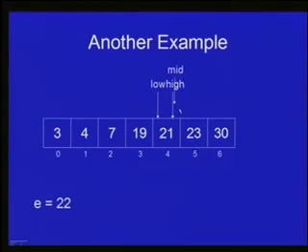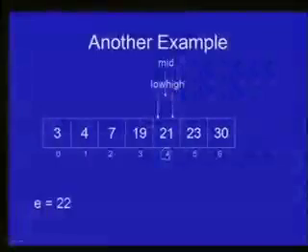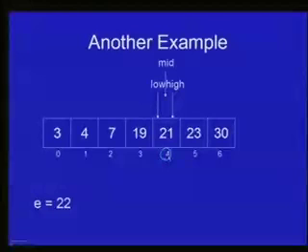Mid is recomputed. Now low and high have become equal, but still the loop will continue, because recall that the loop condition was while low is less than or equal to high. Low is still equal to high, so this condition is true. So mid is recomputed and it will turn out to be 4 again, because low and high are both 4. So we compare 21, which is A[mid], with the value of E, which is 22, and E is greater than this. So that means that low will become now mid plus 1.